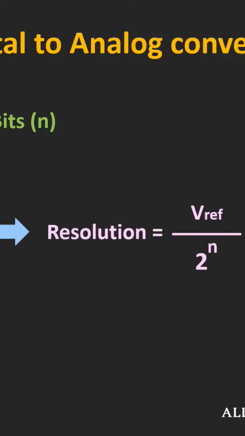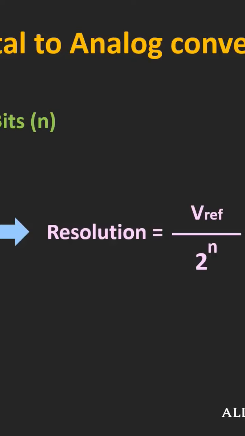Now, as I said in the previous video, the resolution of the ADC or DAC is defined in the number of bits. So for a 3-bit DAC with a 5 volt reference voltage, the resolution can be defined as V reference divided by 2 to the power n.